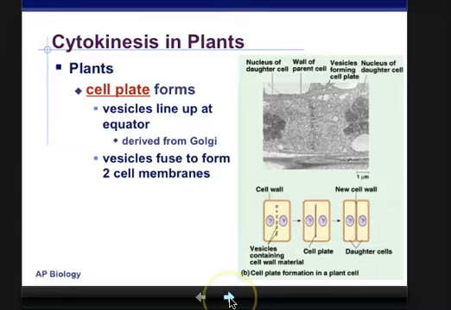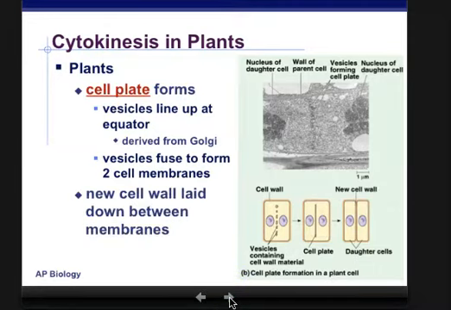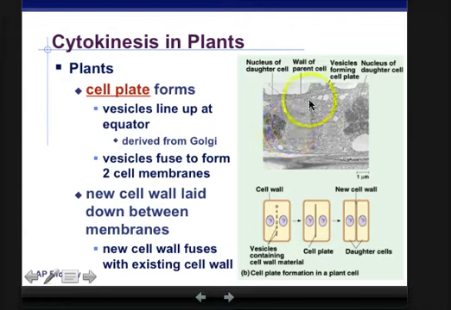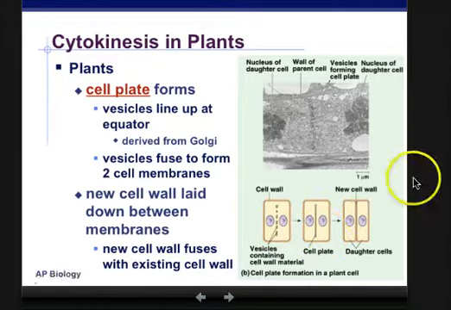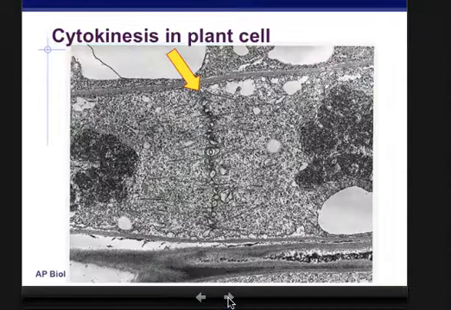It's a cool use of a membrane-bound organelle. And the new cell wall is laid down there. And the new cell wall fuses with the existing cell wall. And so these are the vesicles lining up there, forming a cell plate, two daughter cells, and we end up with a cell wall. And here's a microscopic picture of it close up.